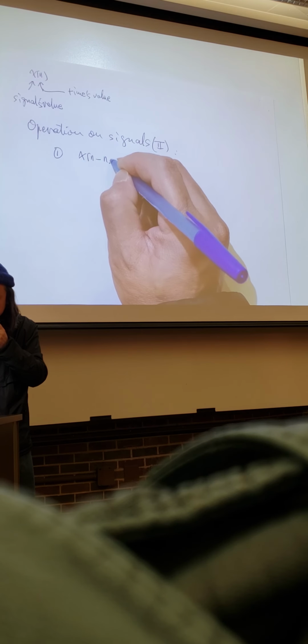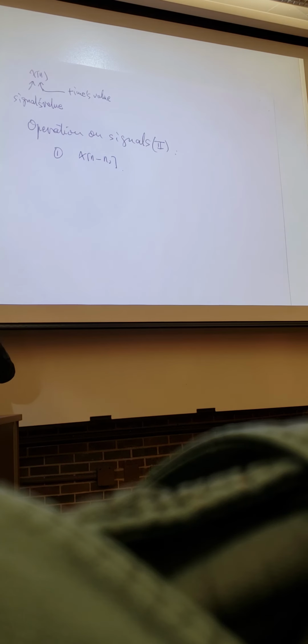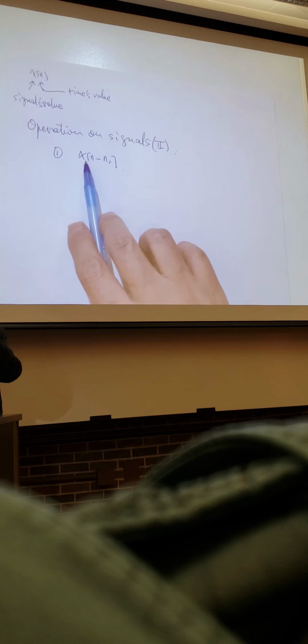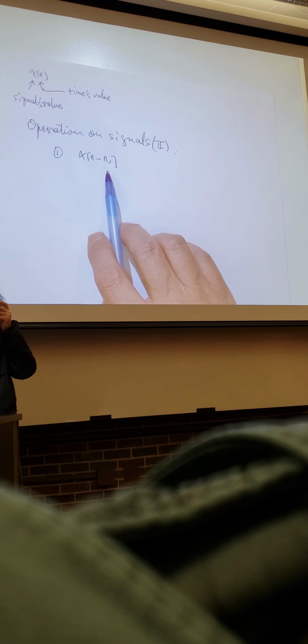Okay, the first one we consider is x of n minus n0. What is it? Maybe you already know that. It's a time shift, but in the discrete time case, so both n and n0 are integers.